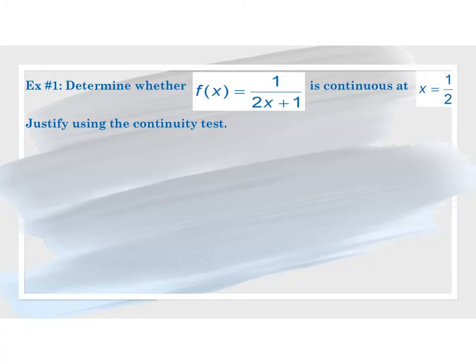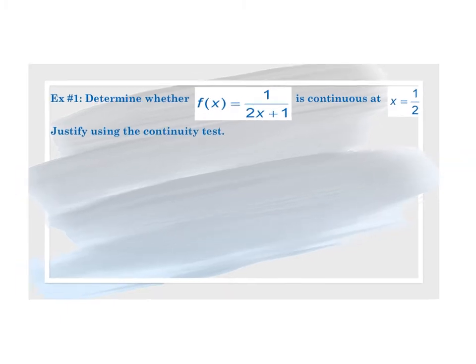Okay, so here we go. First example, I'm going to zoom this way down here so we have lots of room. Okay, so here we go. f of x is equal to 1 over 2x plus 1. And at x equals 1/2, that's what we're testing.